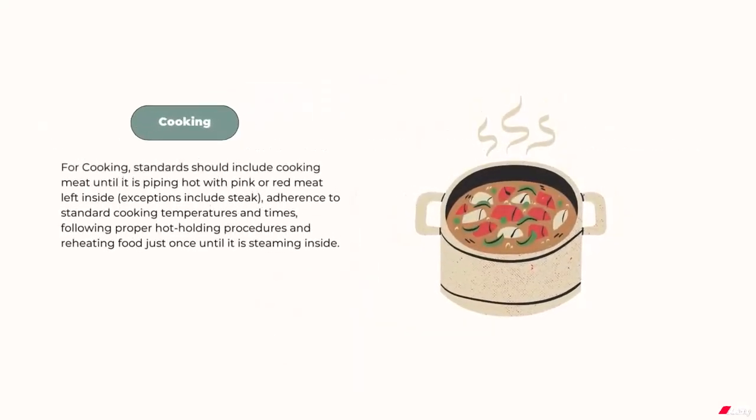Cooking. For cooking, standards should include cooking meat until it is piping hot with no pink or red meat left inside. Exceptions include steak. Also adhere to standard cooking temperatures and times, follow proper hot holding procedures, and reheat food just once until it is steaming inside.